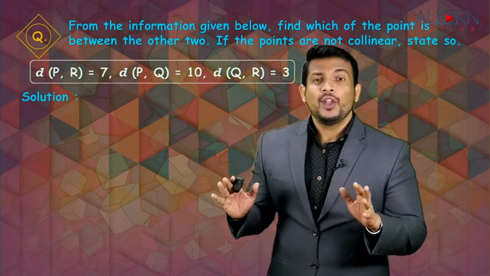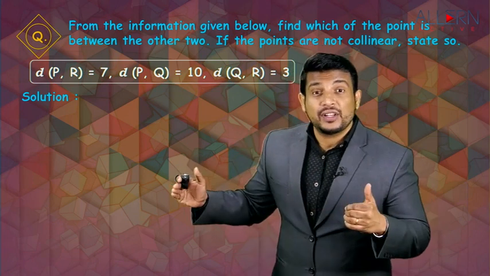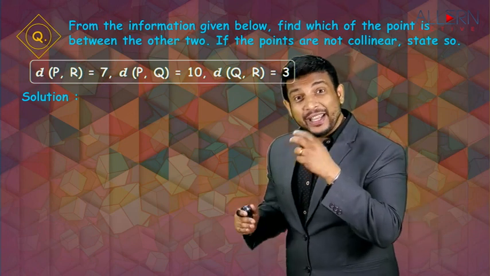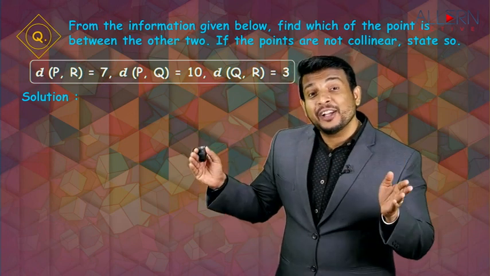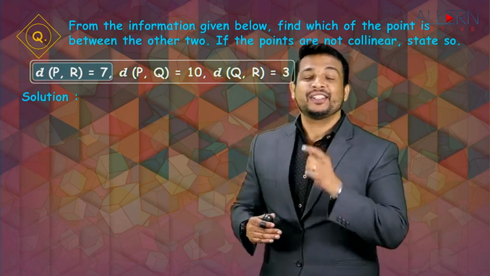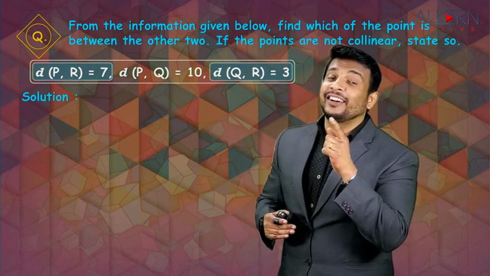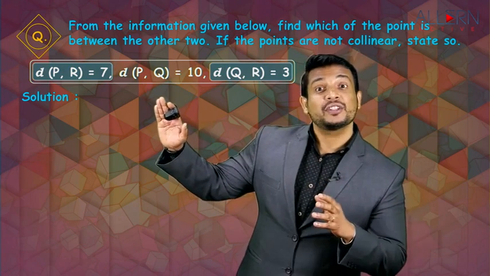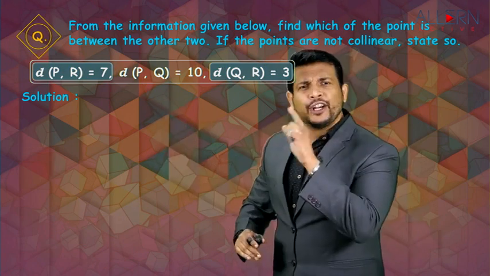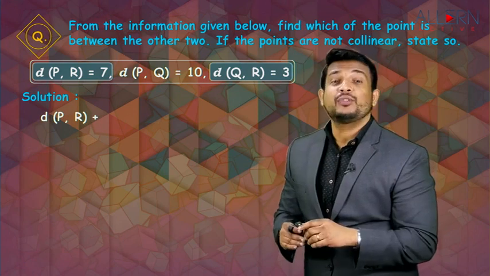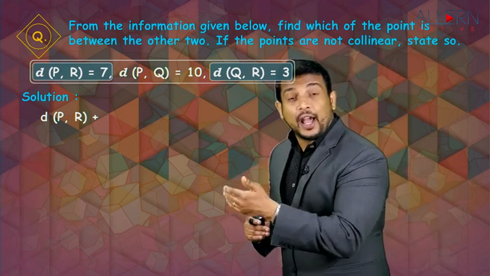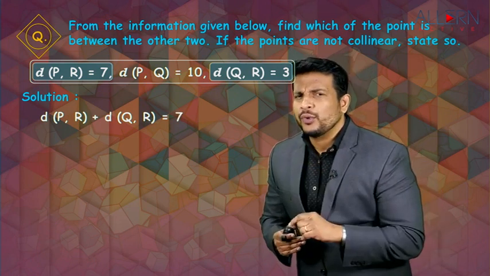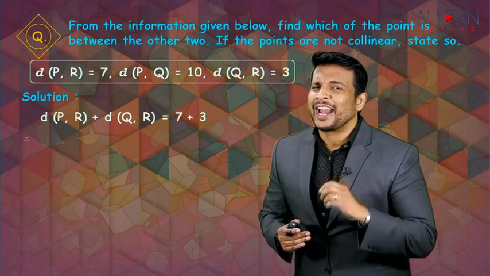It's very simple. What we do is, from the given distances, identify the longest distance, keep it aside and take the other two smaller ones, right? That means distance between P and R, and the next one, distance between Q and R. The longest distance, keep it aside. We take the sum of these two. That means we find distance between P and R plus distance between Q and R. How much is that? Put the value, it is 7 plus 3. We get it as 10.